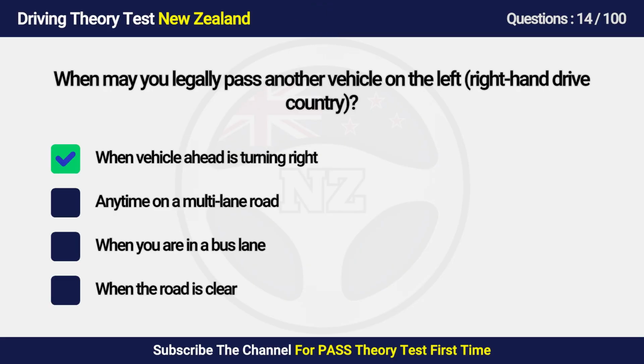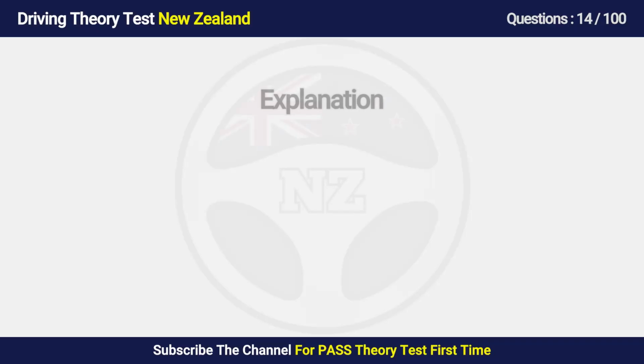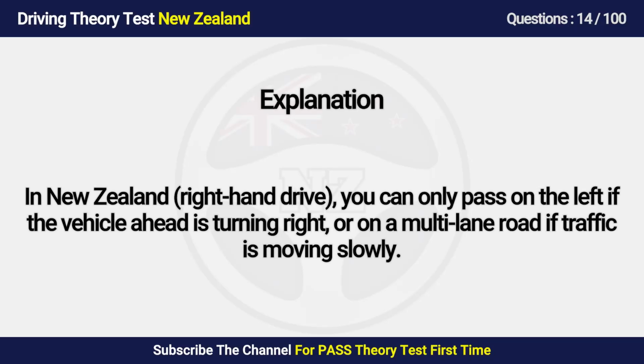Answer is A. When the vehicle ahead is turning right. In New Zealand, you can only pass on the left if the vehicle ahead is turning right, or on a multi-lane road if traffic is moving slowly.